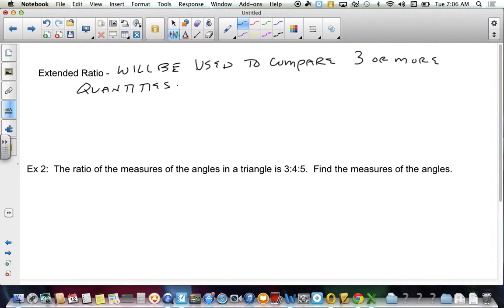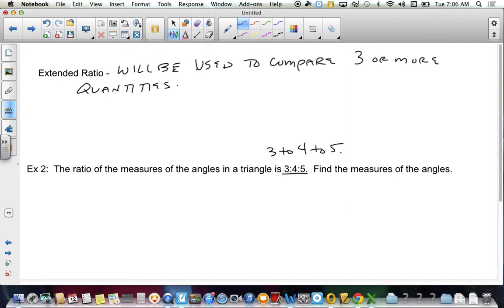So look at the example here. The example says that the ratio of the measures of the angles in a triangle is 3 to 4 to 5. That's how we read a ratio: 3 to 4 to 5. We're going to find the measures of the angles. So we'll look at this extended ratio.